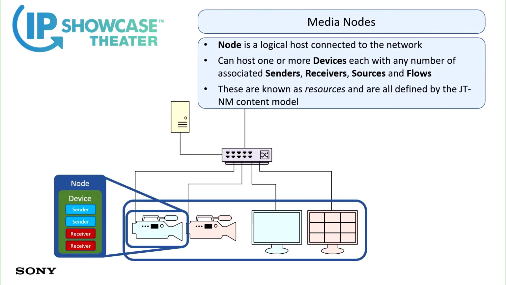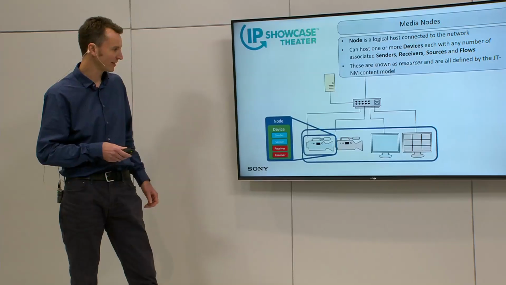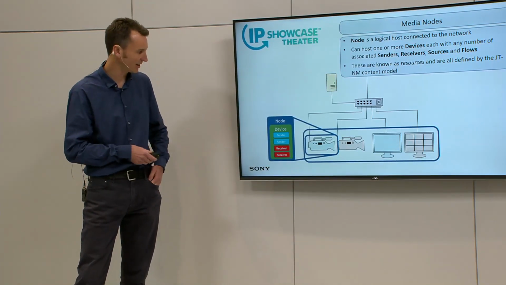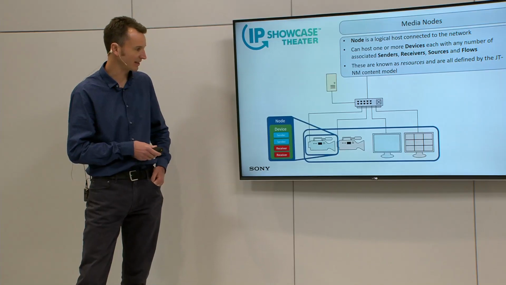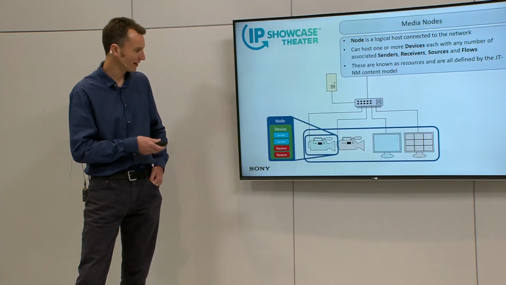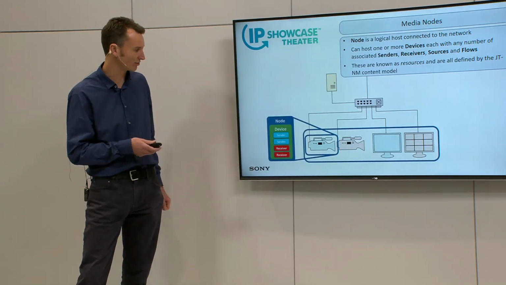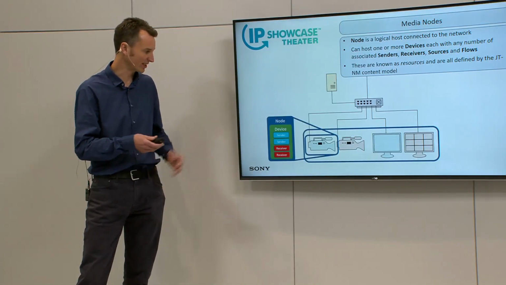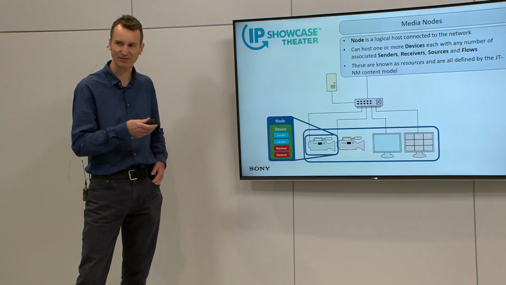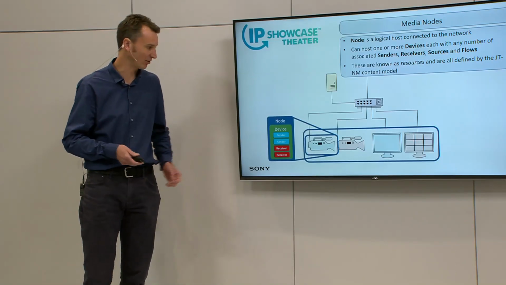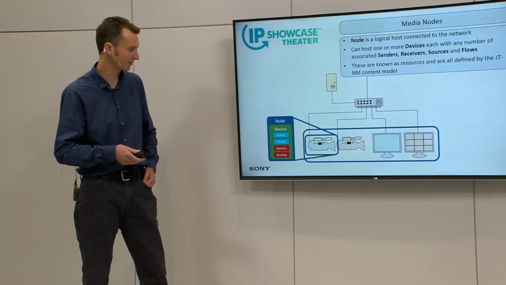So as an example, here's an IP-connected camera. We represent that as a single logical node connected to the network. Within that, we have a single device, a single block of functionality. That device itself has 2 senders. That could be an audio sender for the mic and a video sender for the camera. And with each of those senders, there would actually be an associated source and flow, which I haven't drawn on there. The source is where that media originates from, and the flow is its representation, its encoding and so on, that the sender can make available on the network.